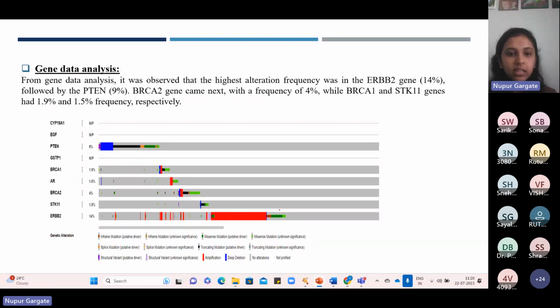So this is the image. I've inserted the image here of what the data actually looks like in cBioPortal. We can see the ERBB2 gene here, which is present at the bottom. There is this red colored line or red colored strip which is present.